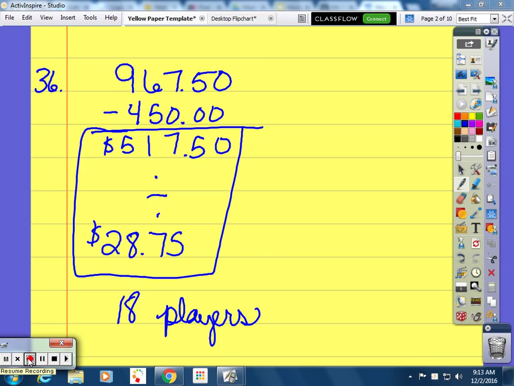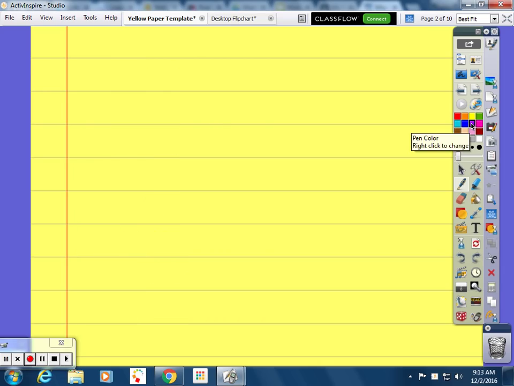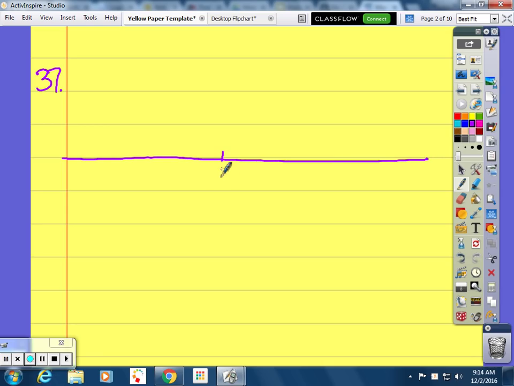Moving on to number 37. It says, which number is located the same distance on a number line from -5 as 3 is? So here we're going to be looking at a number line. Here's my 0. Here's -5. And here is 3. So we're making a number line that has a -5 and a 3.